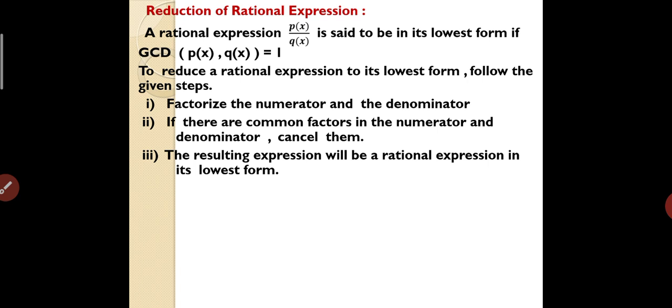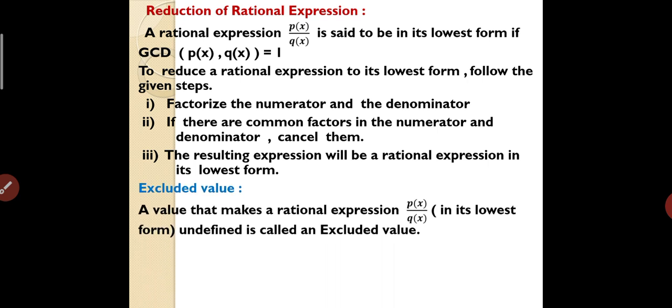in its lowest form. First you have to factorize. First step, you have to factorize the numerator and denominator. If there are common factors, then you have to cancel them. The resulting expression will be the rational expression in its lowest form.